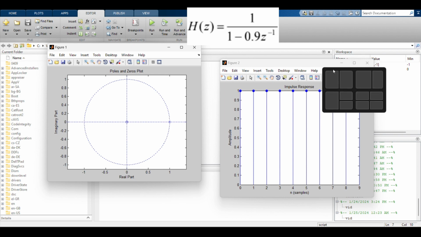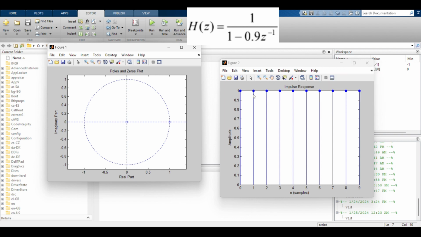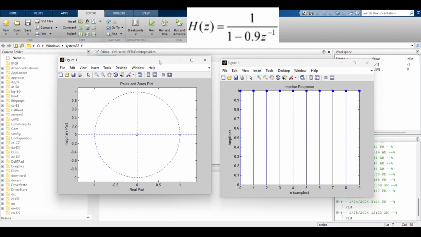I'll give you a small piece of information: we are talking about the positive poles. For the negative poles, you will get the same impulse graph. The code will be the same, just look at the reference chart I gave you. It will be the same as this.